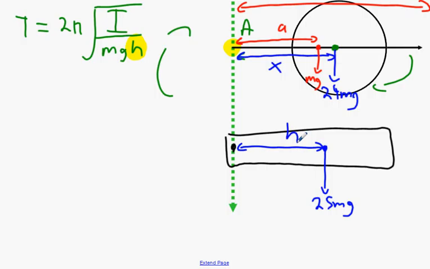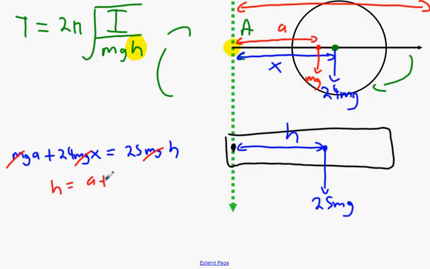Now, let's do turning moments. The turning moments have to be the same. So it's going to be mg a plus 24 mg times x equals 25 mg h. The m's and g's can completely disappear, and then we find that h equals a plus 24x all over 25. Everybody happy with that? Okay.